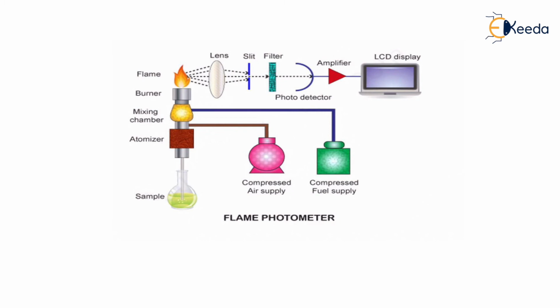Moving on, the flame moves to the convex optical system, the convex lenses, which help it move through the slit, pointing it towards one slit. This slit leads to the filter. Now this filter will go to the photodetector. The photodetector will convert it into electrical signals, and this will be shown on the LCD display. This is how exactly a flame photometer works.